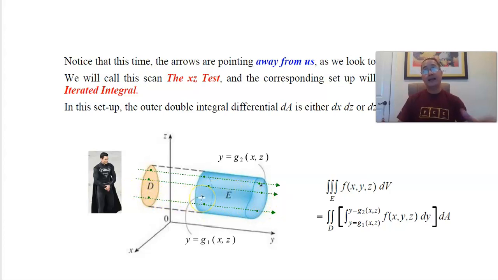The arrows enter at a left surface, y equals g1 of xz, and they exit at a surface on the right of the solid, y equals g2 of xz. Okay, and of course here is the setup for that type of triple integral. Okay, so let's do a problem, and we get to do everything. We get to decide how to set it up and how to perform the integration.